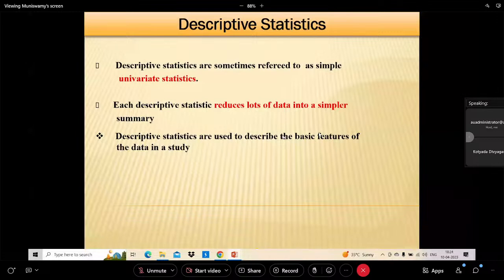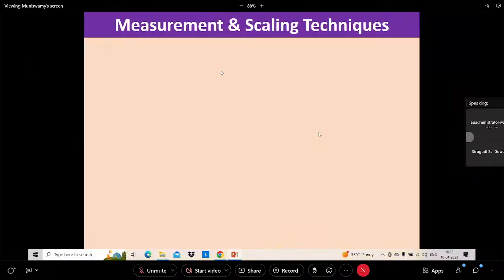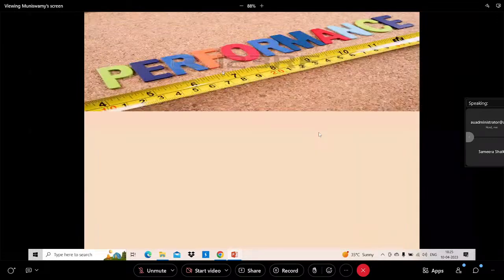Okay. Now I'm explaining measurement and scaling techniques. Any kind of, but now, dear students, my screen is shared. Yes, sir. Thank you. Okay. So today's class is important. Why? Because I'm going to explain the basic analysis.